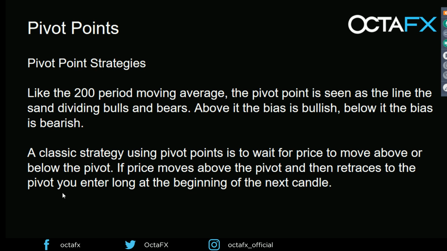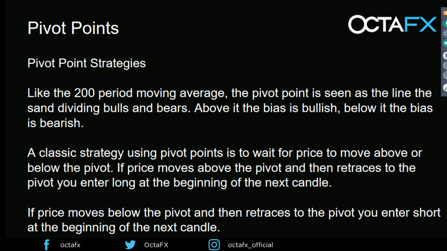A classic strategy when using pivot points is to wait for price to move above or below the pivot. So let's say the price moves above the pivot and then retraces to the pivot. The entry of the trade would be to enter long at the beginning of the next candle or bar, whatever form you're using to measure the time period on your chart. Conversely, if price moves below the pivot and then retraces back to the pivot, you enter short at the beginning of the next candle.